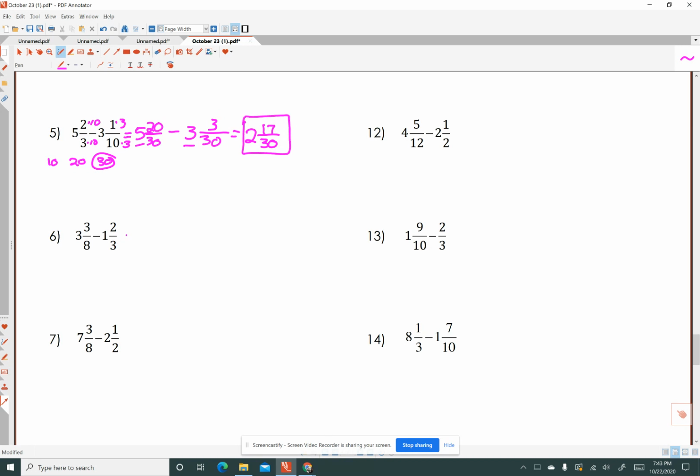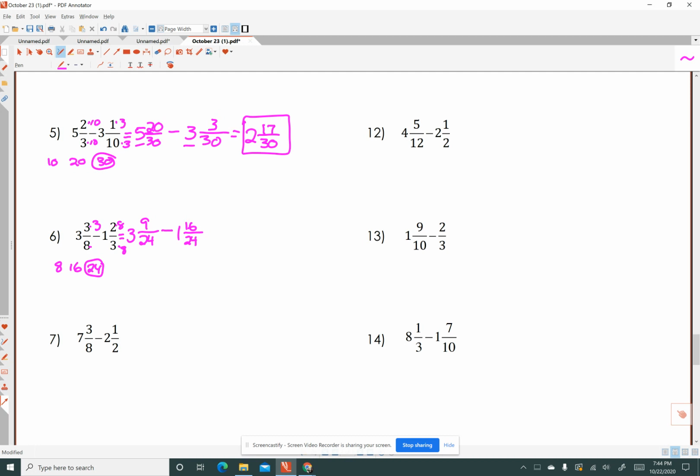2 and 17/30ths. Now the next one, I think we're going to do a bit of work on this one. So let's look at multiples of 8 and 3. So we have 8, 16, 24. Well, 24 is a multiple of 3. 8 times 3 is 24. So we'll go with the 24. So we're going to start with 3, and 8 times 3 is 24. 3 times 3 is 9, minus 1. And 3 times 8 is 24. 2 times 8 is 16.